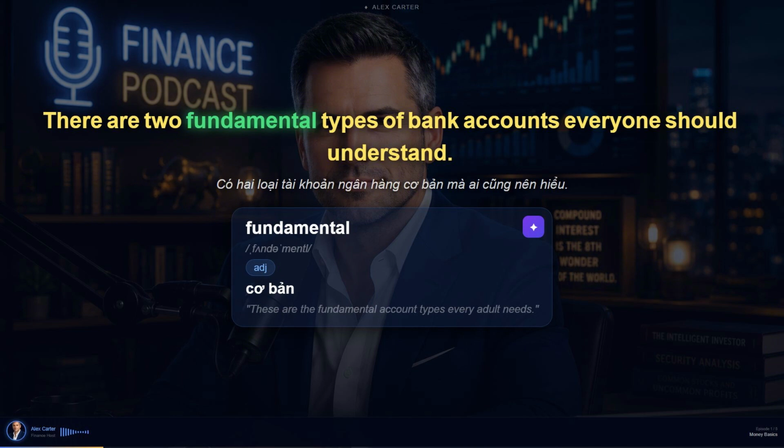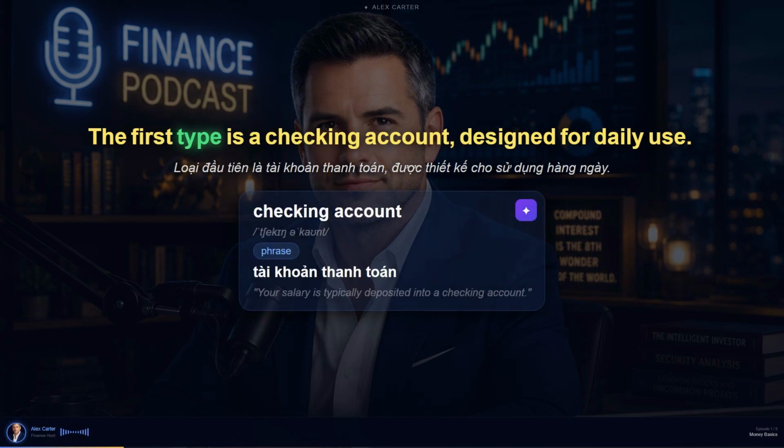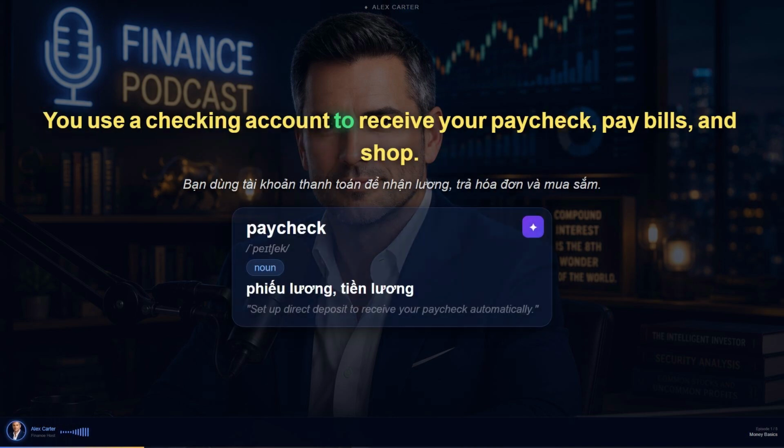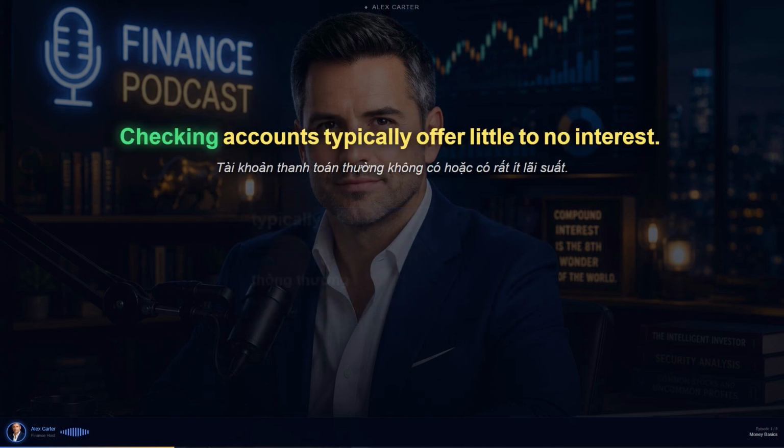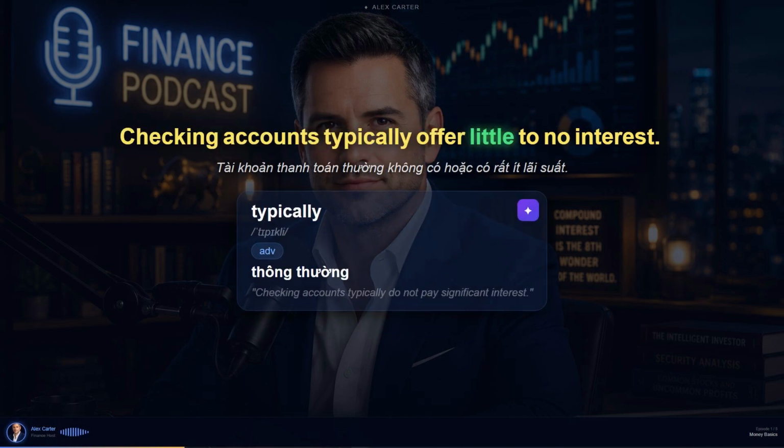There are 2 fundamental types of bank accounts everyone should understand. The first type is a checking account designed for daily use. You use a checking account to receive your paycheck, pay bills, and shop. Most checking accounts come with a debit card linked to your balance. Checking accounts typically offer little to no interest.